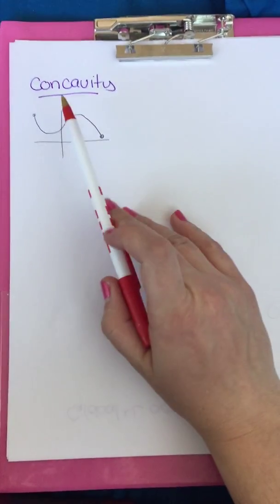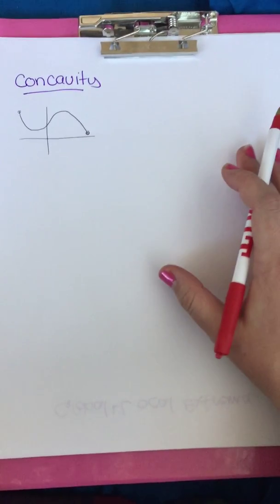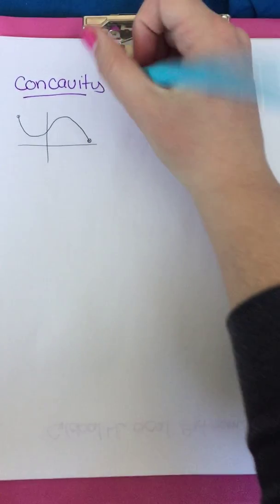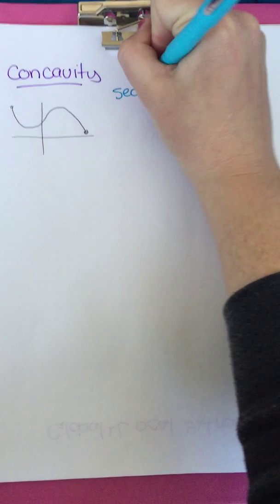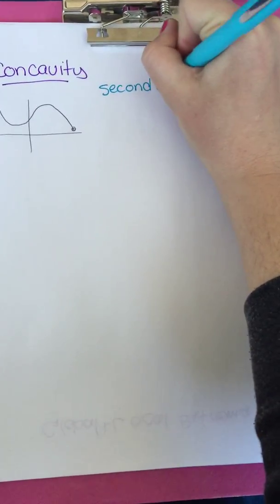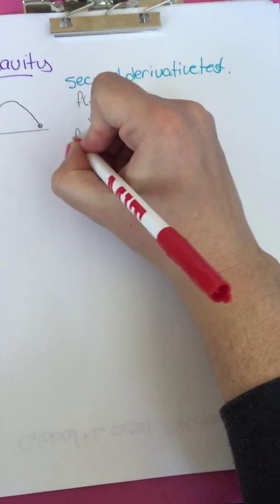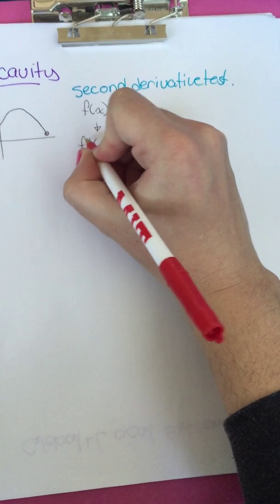So in this video, we're going to talk about concavity when dealing with functions. We can determine the concavity of a function using the second derivative test. So basically, we have some function and we find its second derivative. I'm going to call that f double prime.